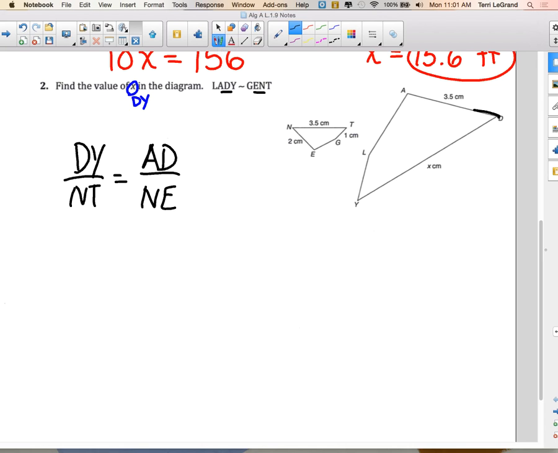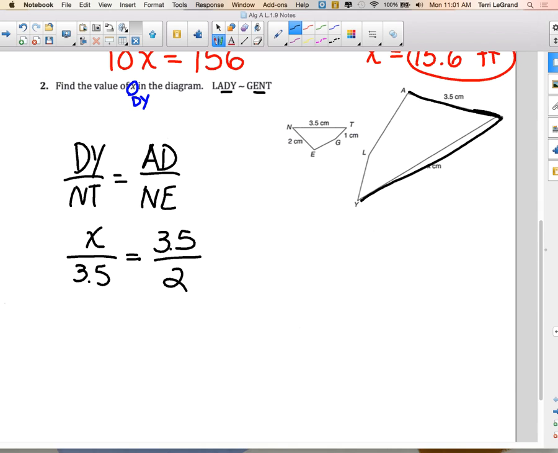Okay, so dy is our x. NT is what? 3.5. AD is 3.5. And NE is 2. Okay, so basically, guys, what we're doing, there's our dy. Upstairs in the other one, we used our 3.5. In this one, we used our 3.5 and our 2. Okay? So, cross products and solve. Go ahead and do your cross products.